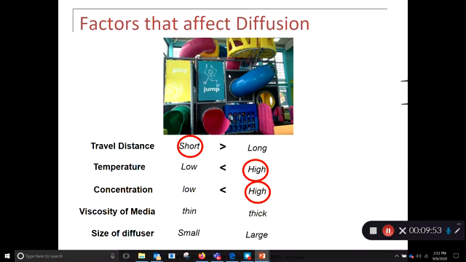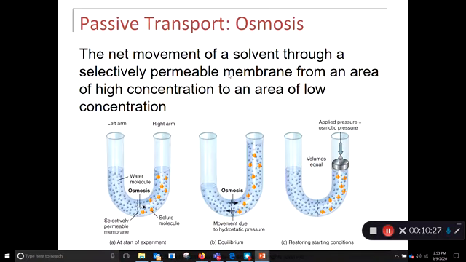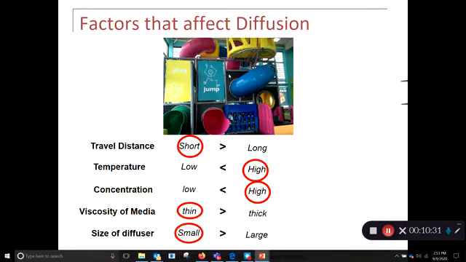Concentration: if you have a line of kids trying to go through, they're going to be pushing on each other to get each other through. For the viscosity of the media, if this is filled with liquid, those kids are going to go a lot slower. But if it's nice and thin like air, then it's going to be like, bam, all done. The size of the diffuser is the comparison I was making with the large person versus the small person. That small kid is going to have a really easy time getting through those tubes compared to that 400-pound 18-year-old. So those are the factors that affect diffusion: travel distance, temperature, concentration, viscosity of the media, how thick is it, is it like maple syrup or is it water, and size of the diffuser, is it a small child or a giant 400-pound man or woman?